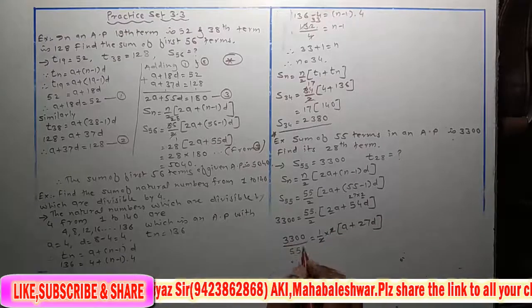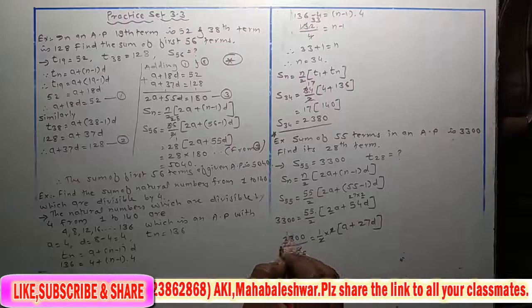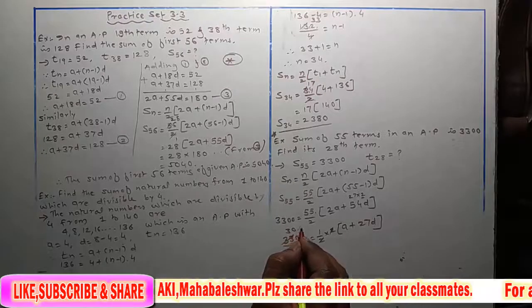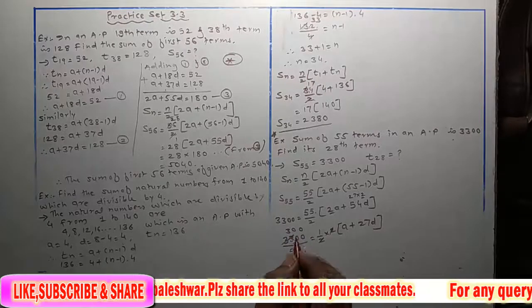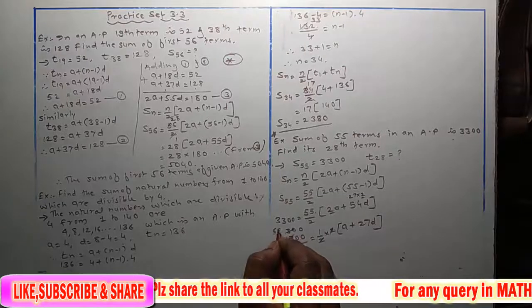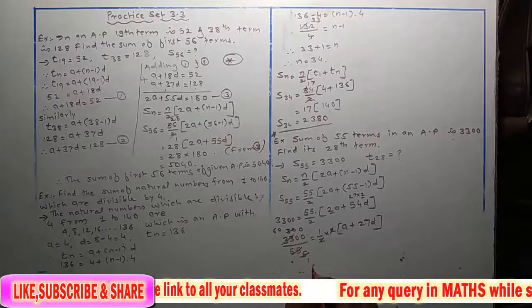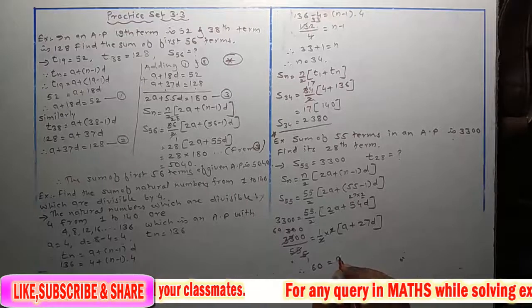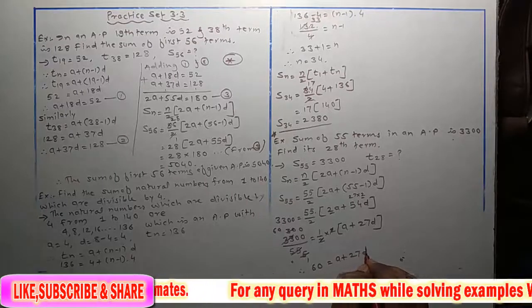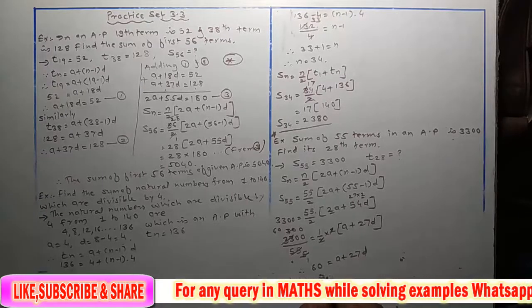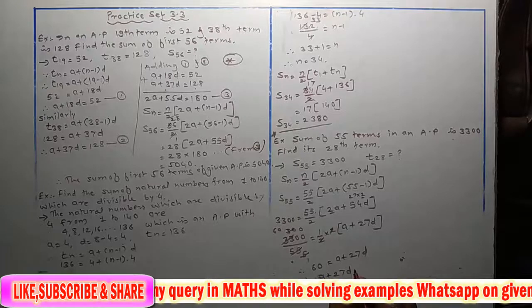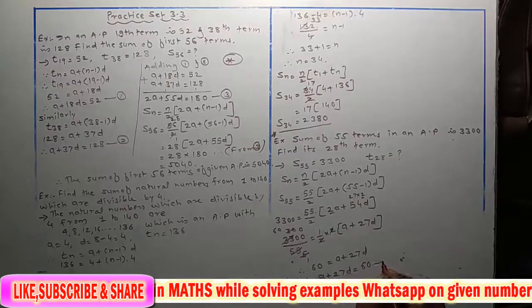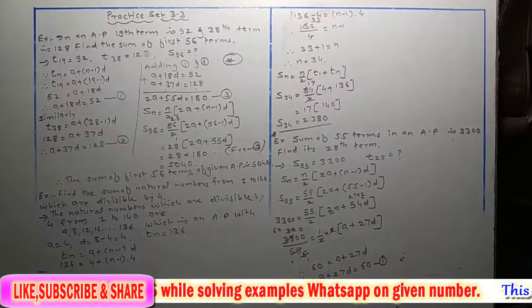Now here we have to simplify. 11 5s are 55, 11 3s are 33, 0s are 0, 5 1s are 5, 5 6s are 30, 0s are 0, and therefore 60 is equal to a plus 27d, and therefore a plus 27d is equal to 60. This is equation number 1.